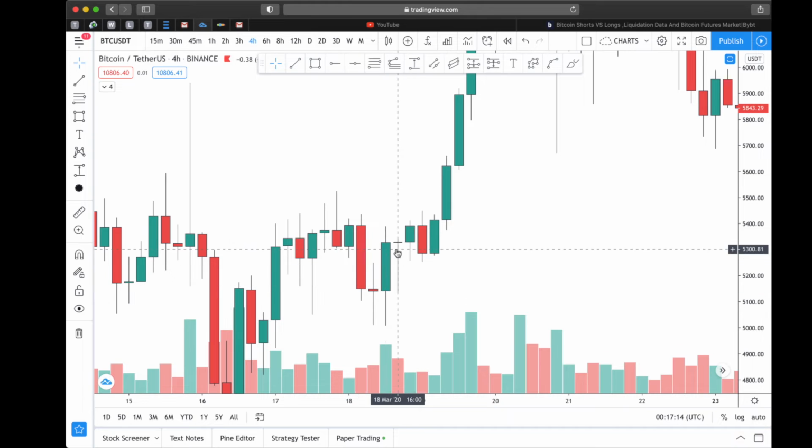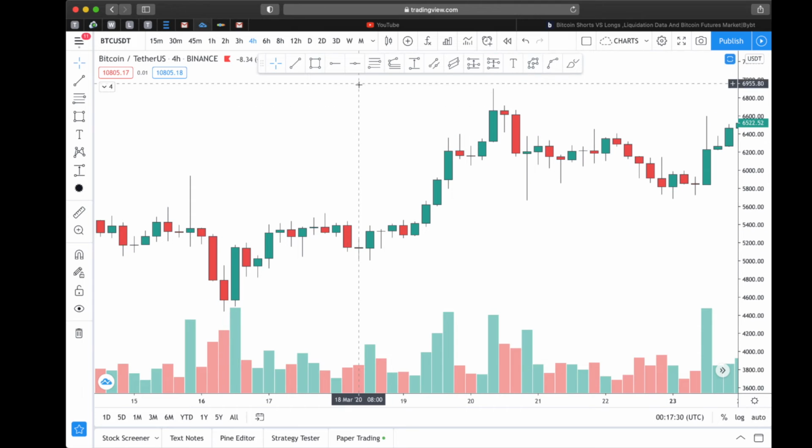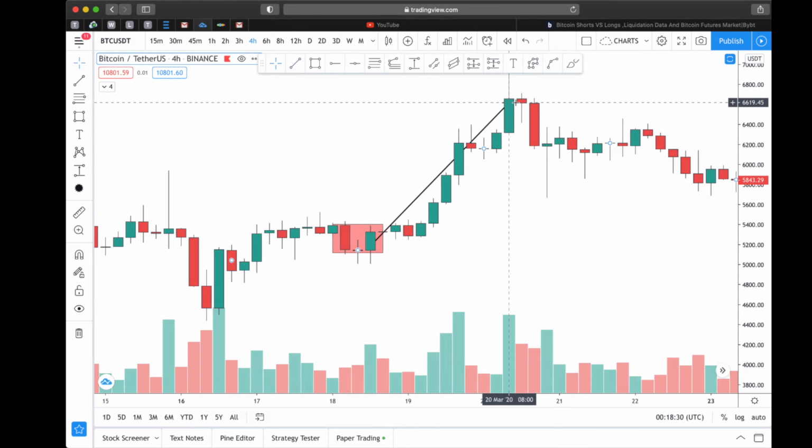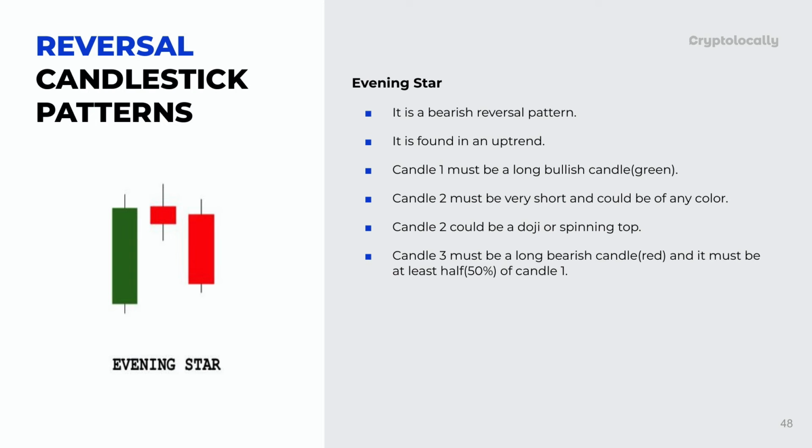And then we have the green candle, the long green candle. It's not as long as the red candle, but it's more than 50% of the red candle. We saw it as support, and then what happened to the price? The price went up. That's a typical morning star for you. So the next one is evening star, which is the direct opposite of a morning star.